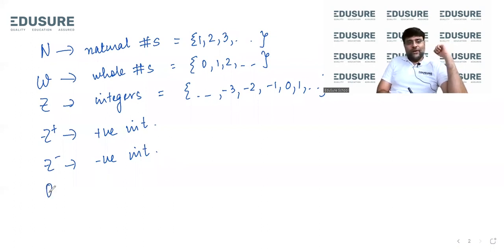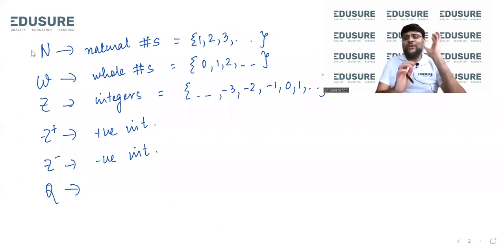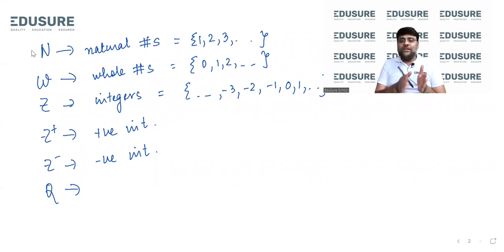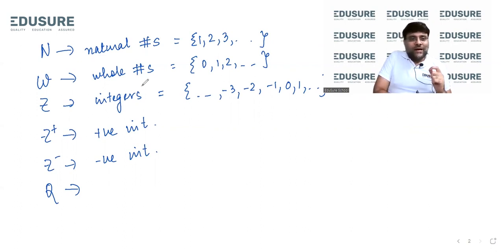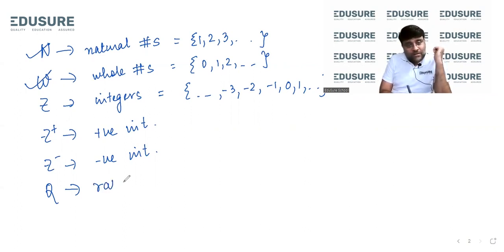Can you tell me what is Q? Any of you can tell me what is Q? These are notations which each of you should know. Capital N means what? W means what? Z means what? Because often in these entrance examinations, they will simply give you these alphabets. Q is the set of all rational numbers. Correct.